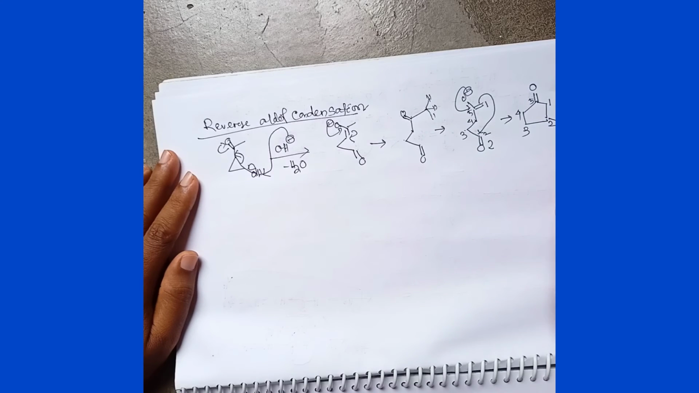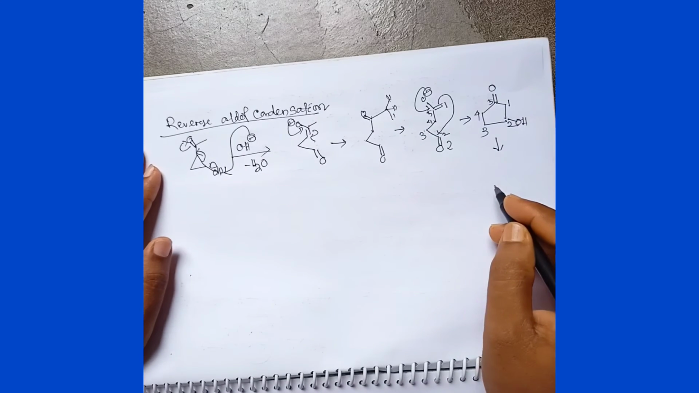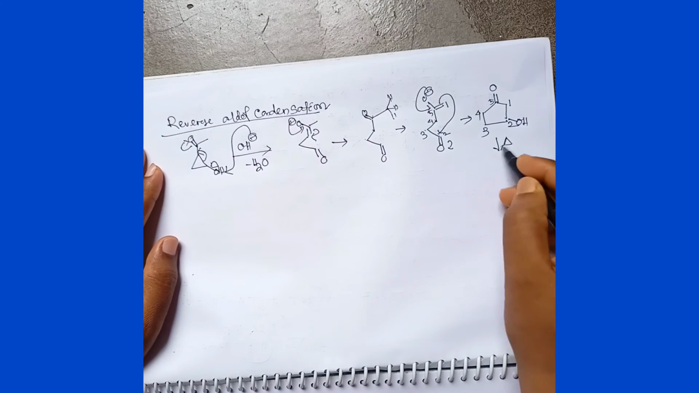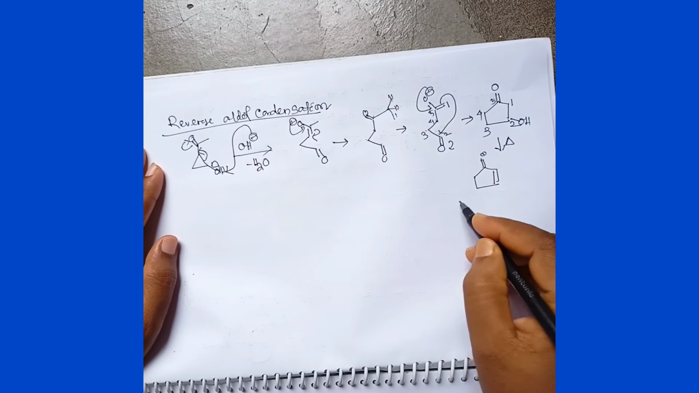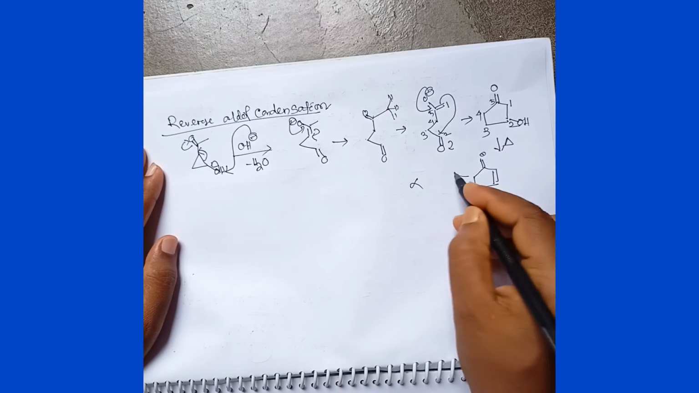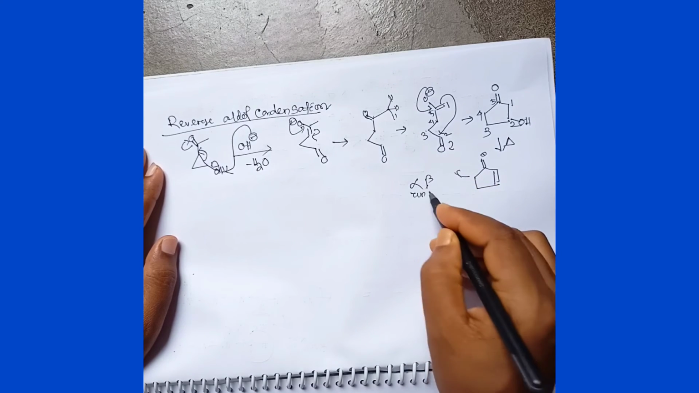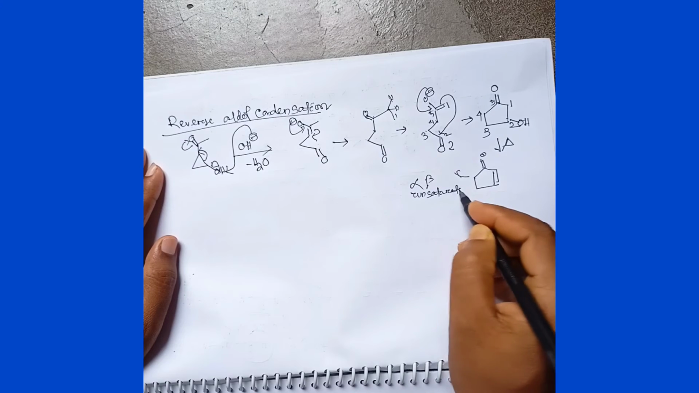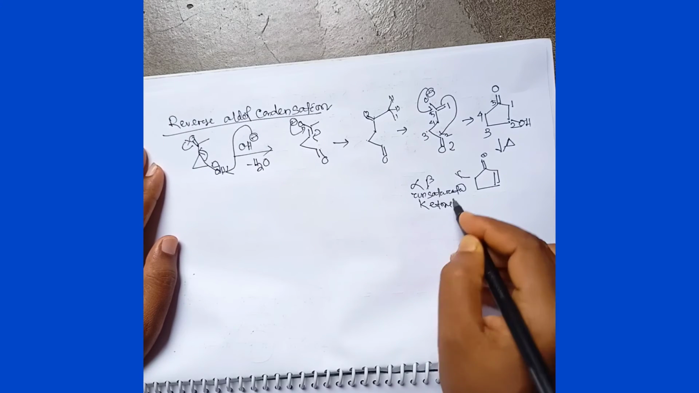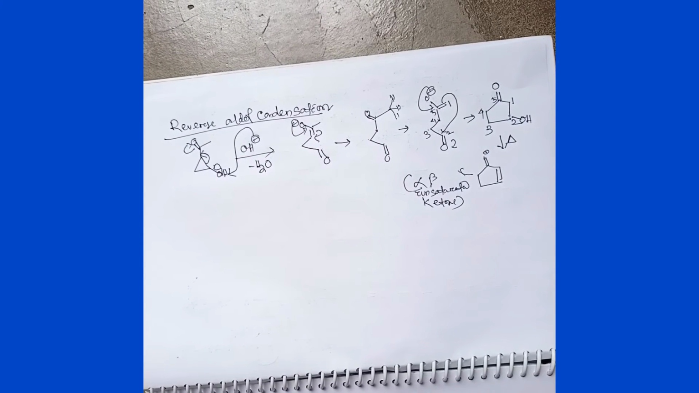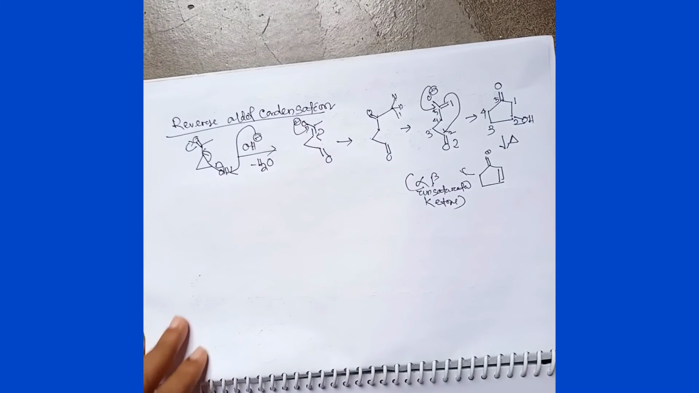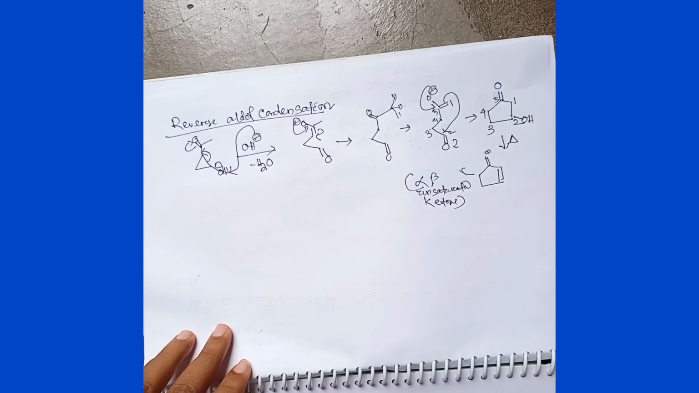So it will exist as first aldol. Then on heating, the product will be alpha beta unsaturated ketone. So this is one example where we took the reverse aldol condensation.